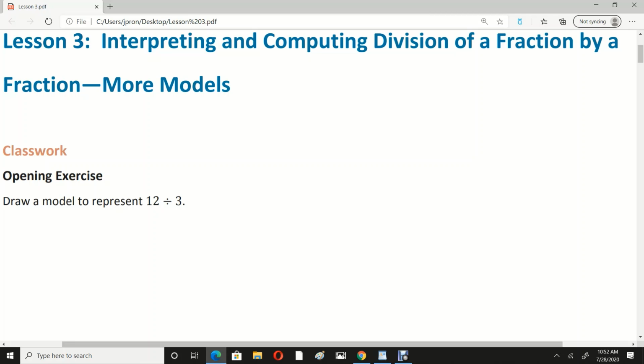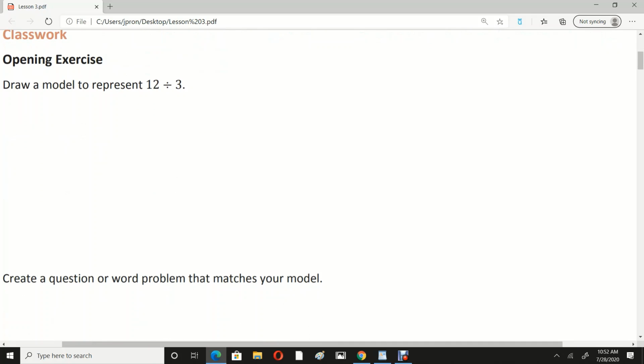Welcome, 6th grade. Today we're going to be taking a look at Eureka Module 2, Lesson 3 in your Eureka workbook. To start this lesson, the opening exercise is going to ask you to draw a model that represents 12 divided by 3 and to create a question or word problem that matches your model.